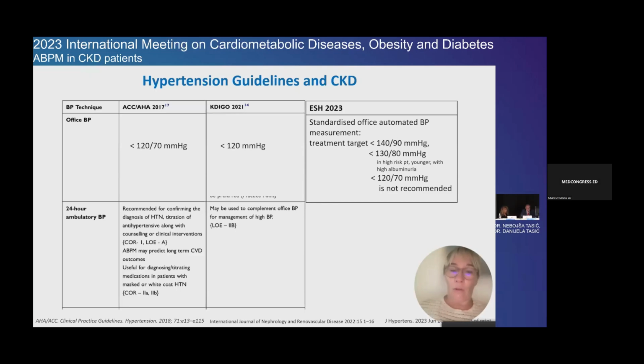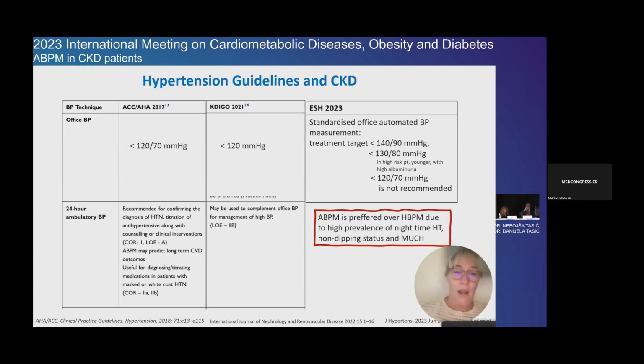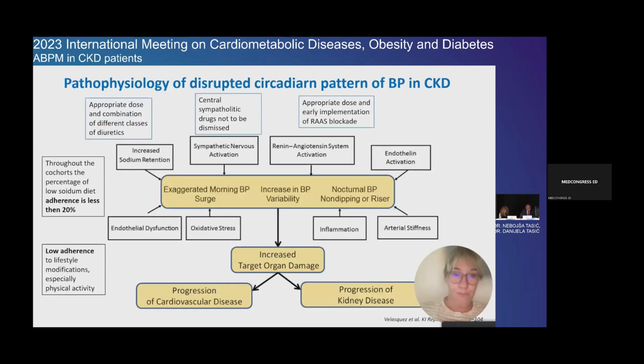We can go lower, below 130, in those who are younger, those with proteinuria and high cardiovascular risk, and they say that clearly lower than 120 over 70 is not recommended. Again, there is a sentence in our guidelines that ABPM is preferred over home blood pressure measurements due to the high prevalence of nighttime hypertension, non-dipping status, and masked uncontrolled hypertension.